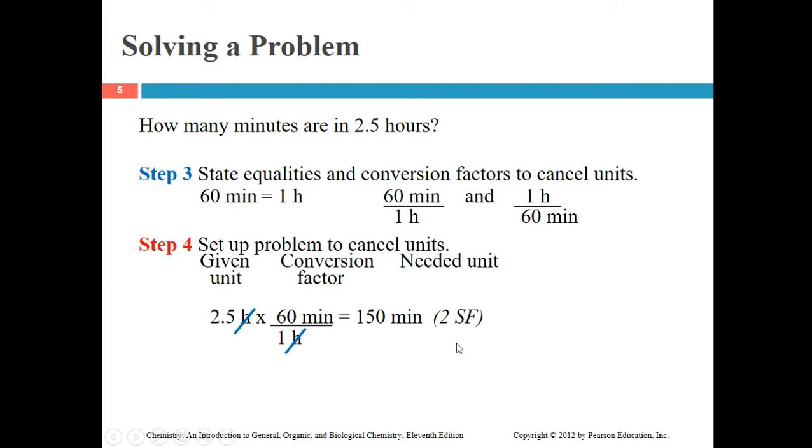Then you go, okay, now how many significant digits do I need? Well, we start with how many we started with, 2.5. There are 2 significant digits there, so our answer must be in 2 significant digits. If you want to be even more specific, go 1.5 times 10 to the second minutes.